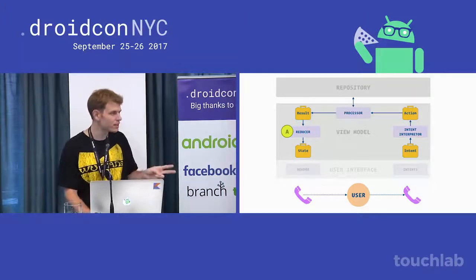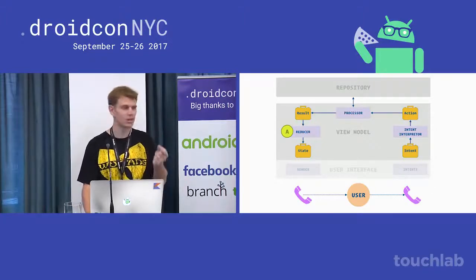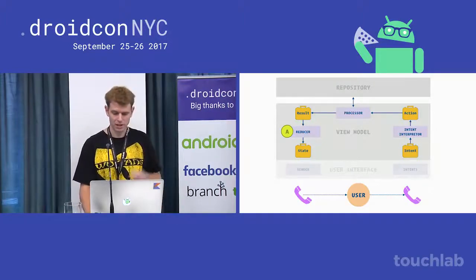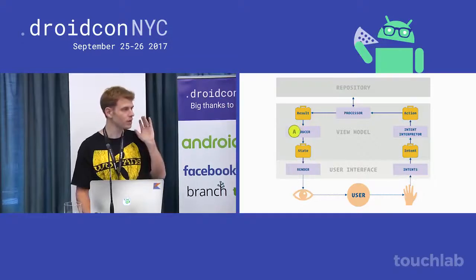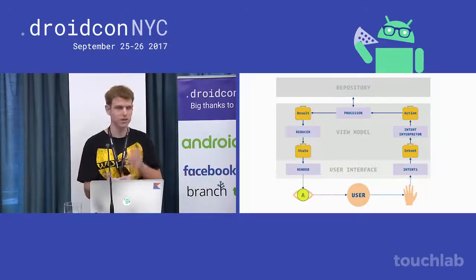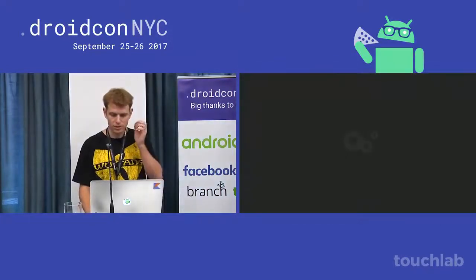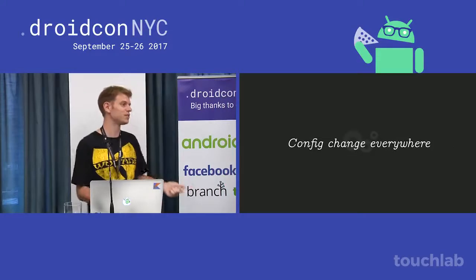We emitted 3 view states. Nobody listened to it, but we cached the latest up-to-date state. So when the user comes back, we just emit the last state, and then the user just gets the screen. Everything is up to date, no problem. So can we use it for config change?